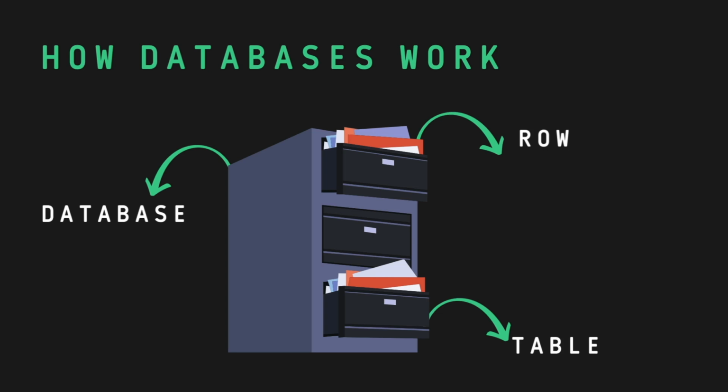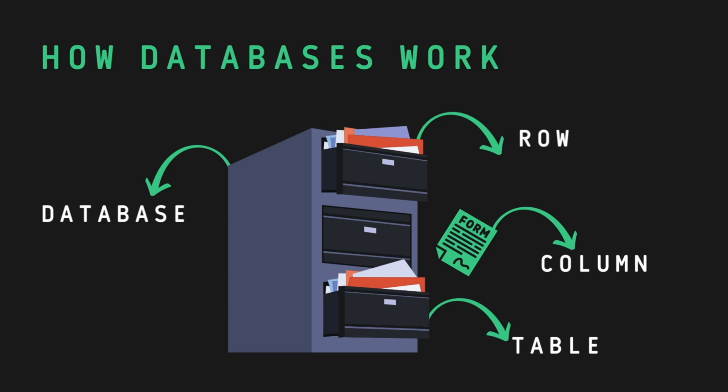Then lastly, we have columns, which in our filing cabinet analogy are maybe the fields or forms inside our files. Each row is divided into columns, with each column storing a specific type of data. Initially we said we have a customer table where each row represents one customer. In this row that represents our customer, we can have different columns. For example, name of the customer, address, phone number, and also maybe email. I hope that helps you understand how databases work.